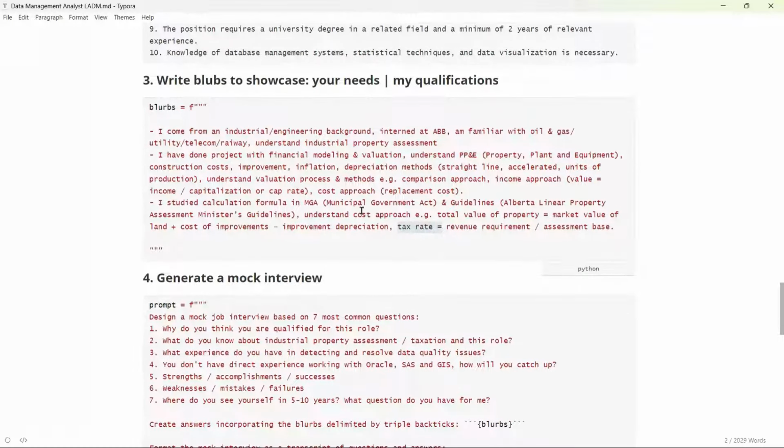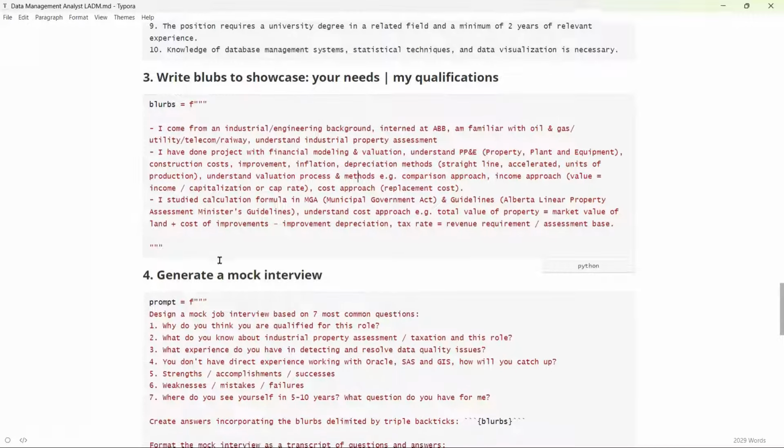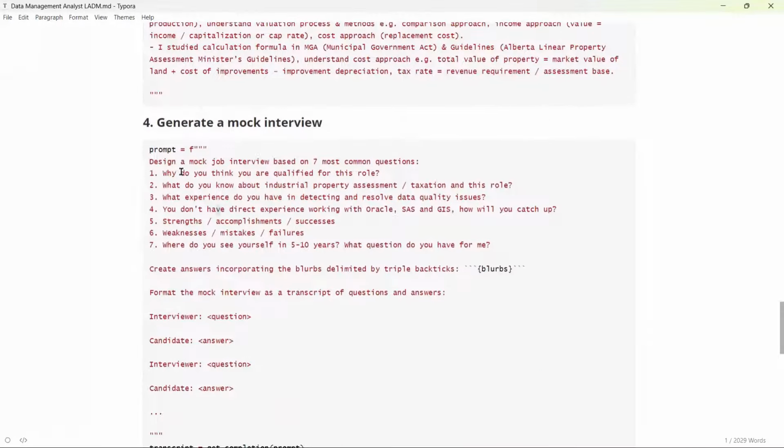And in this case, it's not residential property, it's industrial property. Okay, so this is the most exciting part of it. So generate a mock interview. In this case, you could ask ChatGPT to design a mock job interview based on 7 most common questions.